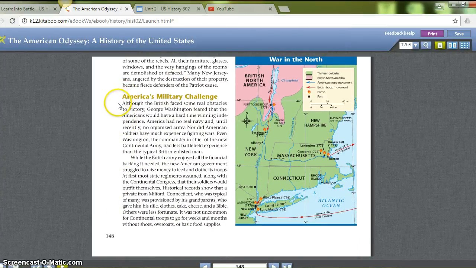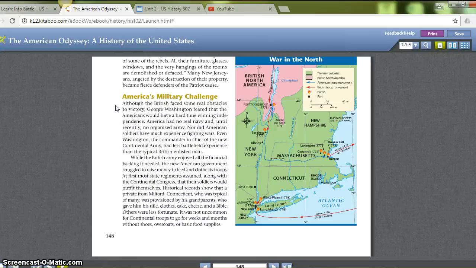America's military challenge. Although the British faced some real obstacles to victory, General Washington feared that the Americans would have a hard time winning independence. America had no real navy and until recently no organized army. Nor did American soldiers have much experience fighting wars. Even Washington, the commander-in-chief of the new Continental Army, had less battlefield experience than the typical British enlisted men.